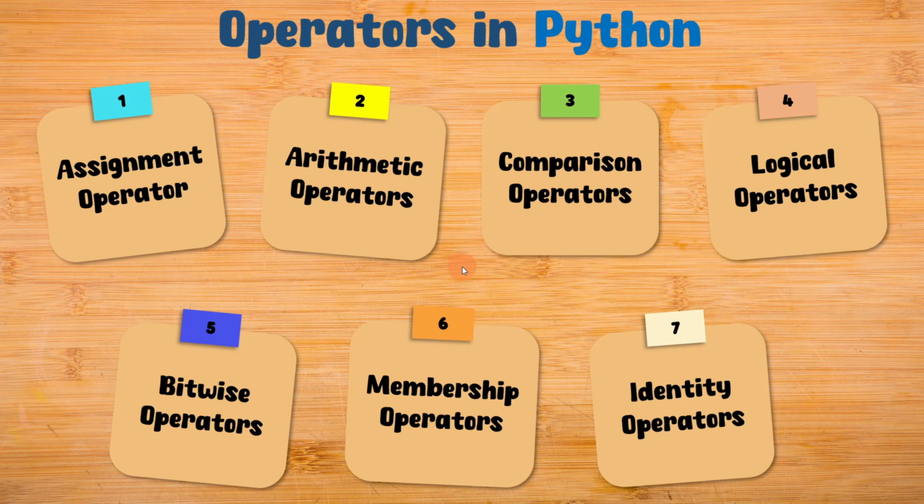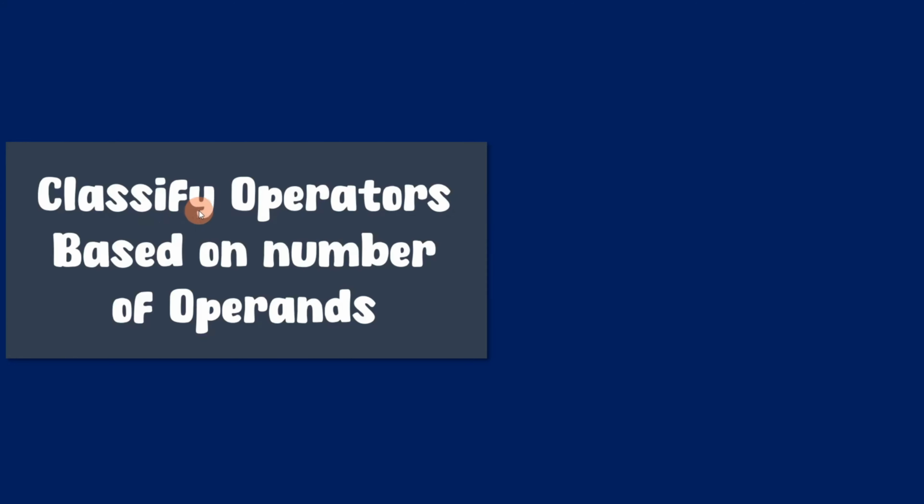But we can also classify operators based on the number of operands that are required to perform some operation. Let's see how we can classify operators based on the number of operands that are required to perform the operation. We know that operators will take some operands, perform operation and give us a result. Now let's see how we can classify operators based on the operands that they are taking.